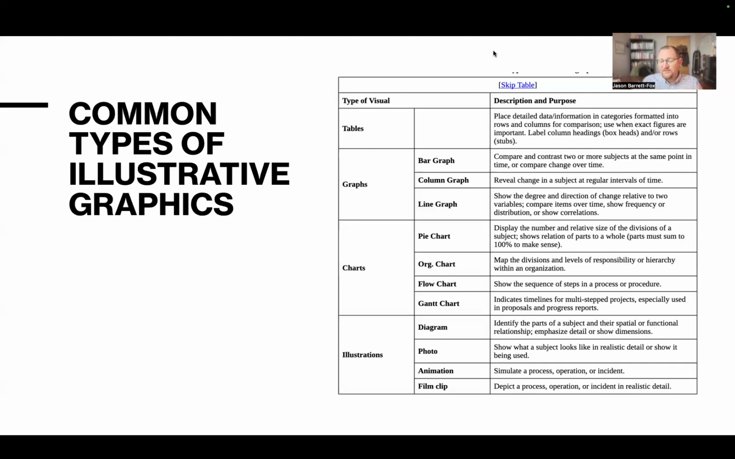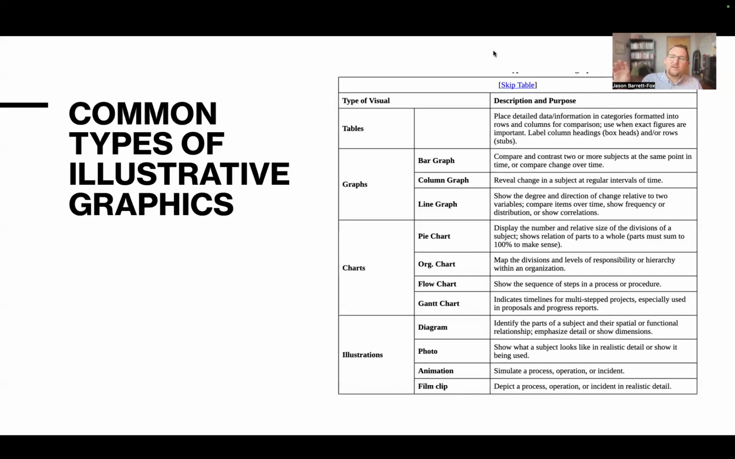So illustrations, these are also things that you're familiar with: diagrams, photos, animations, clips. We know that a diagram is useful if you want to pay attention to the parts of something complex, right? To the parts of a complex whole. Because this allows you to show their spatial and functional arrangements or relationships. And so this is a really good way to emphasize detail and show dimensions.